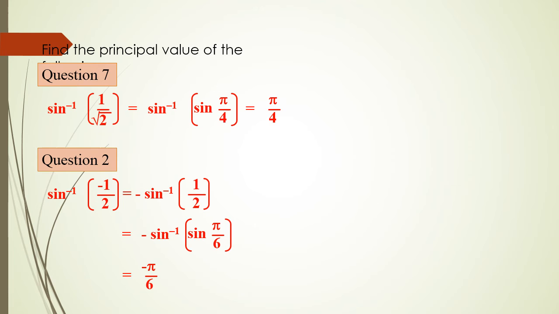Okay, next, minus sine inverse, then sine of how much is 1 by 2? Sine pi by 6. So sine inverse and sine get cancelled here, then the minus will remain in the same place as it is, then pi by 6 will be the remaining answer for the given trigonometric function. Therefore the principal value of sine inverse of minus 1 by 2 is minus pi by 6.